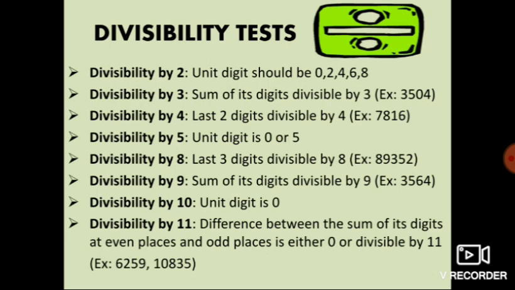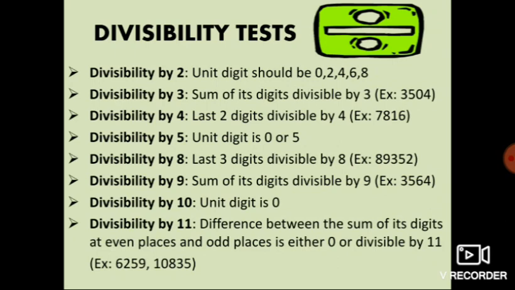Next is divisibility by 4. In a number, we have to consider the last two digits. For example, in the number 7816, the last two digits are 16, which is divisible by 4. Therefore, 7816 is definitely divisible by 4. Divisibility by 5, easy: the units place should be either 0 or 5.